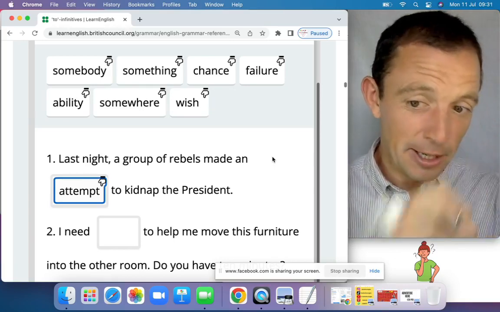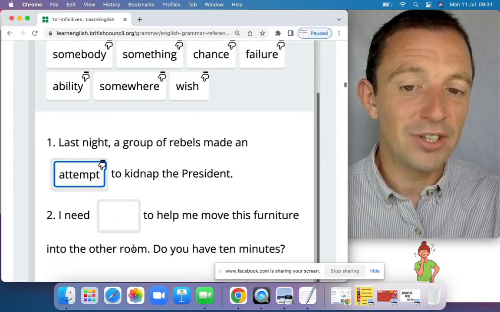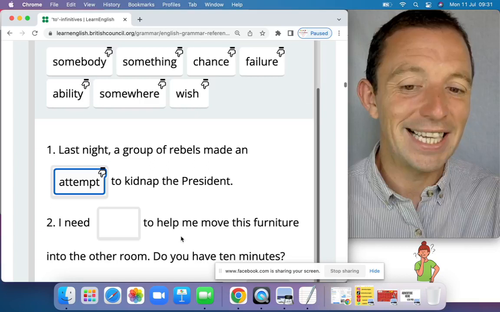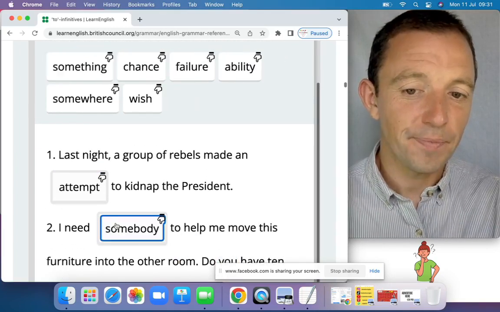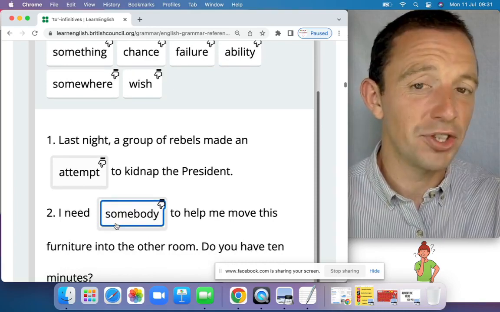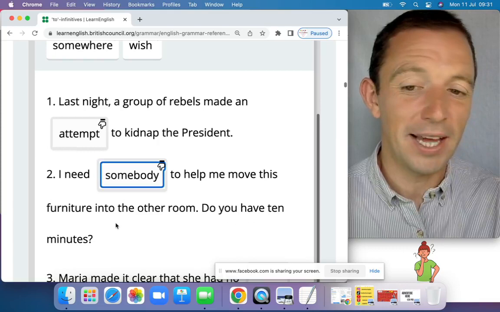Second question. I need something to help me move this furniture into the other room. Do you have 10 minutes? I need somebody to help me move this furniture into the other room. So do you have 10 minutes? I need help. I need somebody to help me.